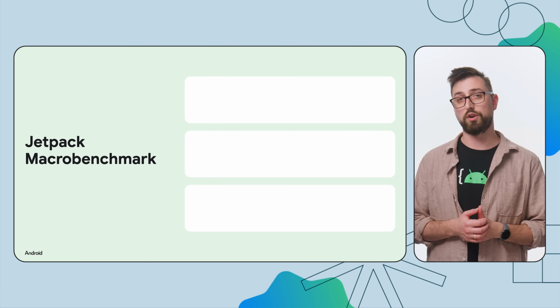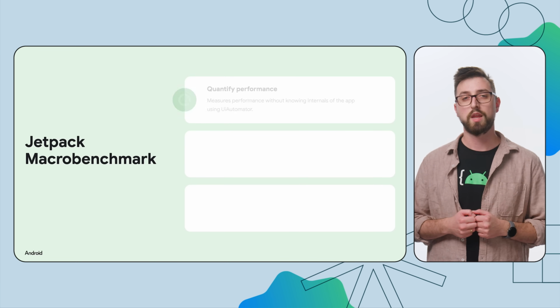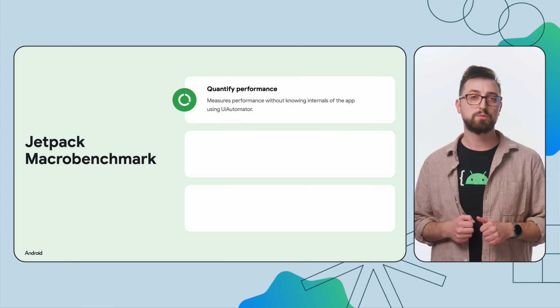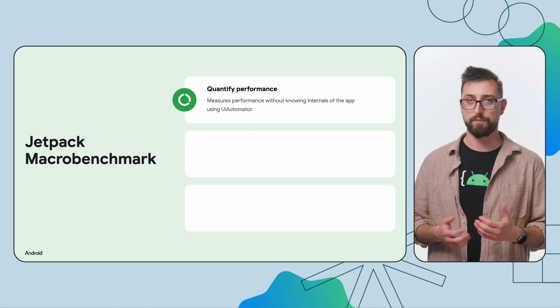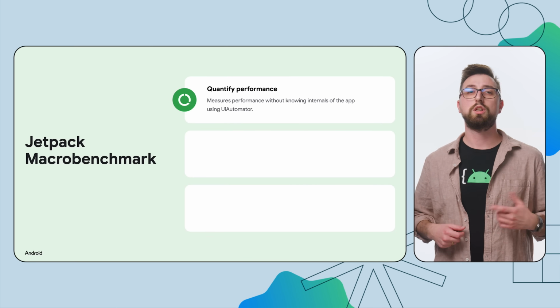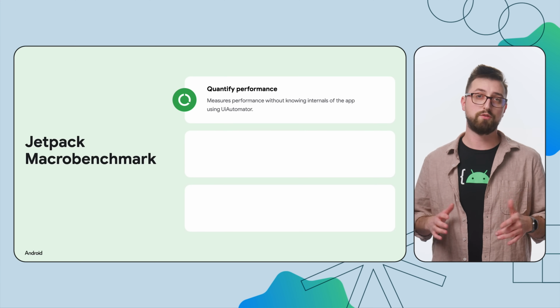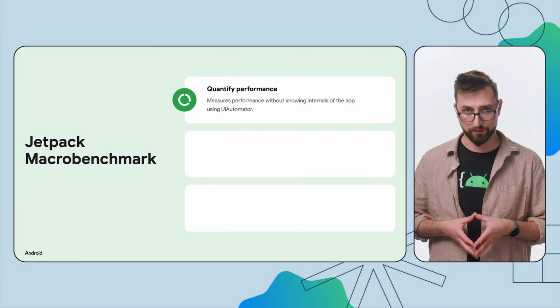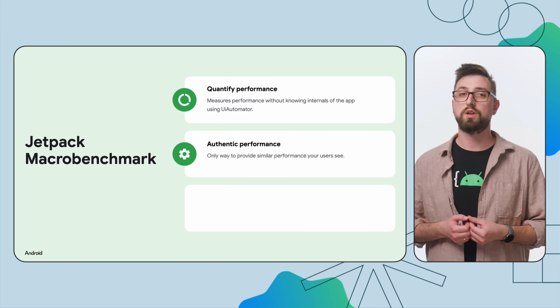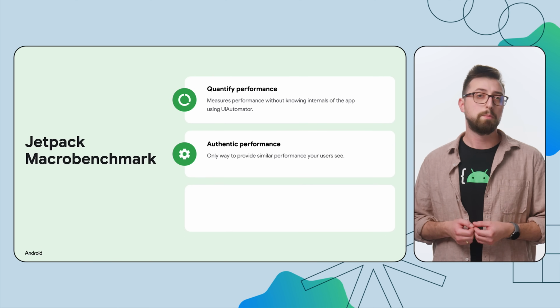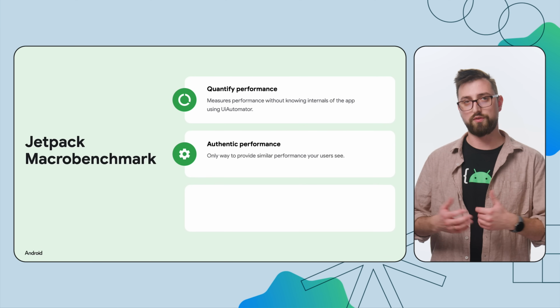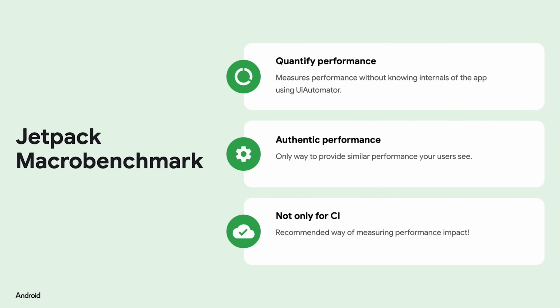To measure performance of your app, you can use Jetpack Macrobenchmark. Macrobenchmark allows you to measure performance without knowing any internals of the measured app. It uses UI Automator, which is a UI testing library that mimics user behavior and interacts with the visible elements on screen. It's currently the recommended way to get the same performance your users would see because it can install your app with baseline profiles. And although you might think having benchmarks is only helpful when you have the CI infrastructure set up and you're catching regressions, it's beneficial to have them locally for accurate performance measurements as well.